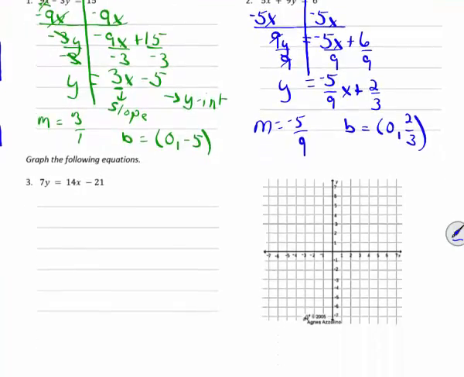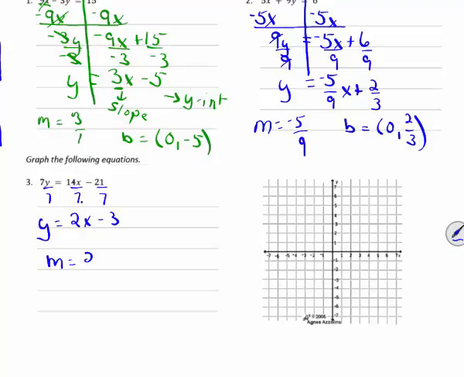All right, so this time the x is already on the other side, so I don't have to worry about that. But I do have to get rid of the 7. So I'm going to divide everything by 7, and I'm going to do all 3 pieces. So y, 14 divided by 7 is 2. Negative 21 divided by 7 is negative 3, so we write that as a subtraction.